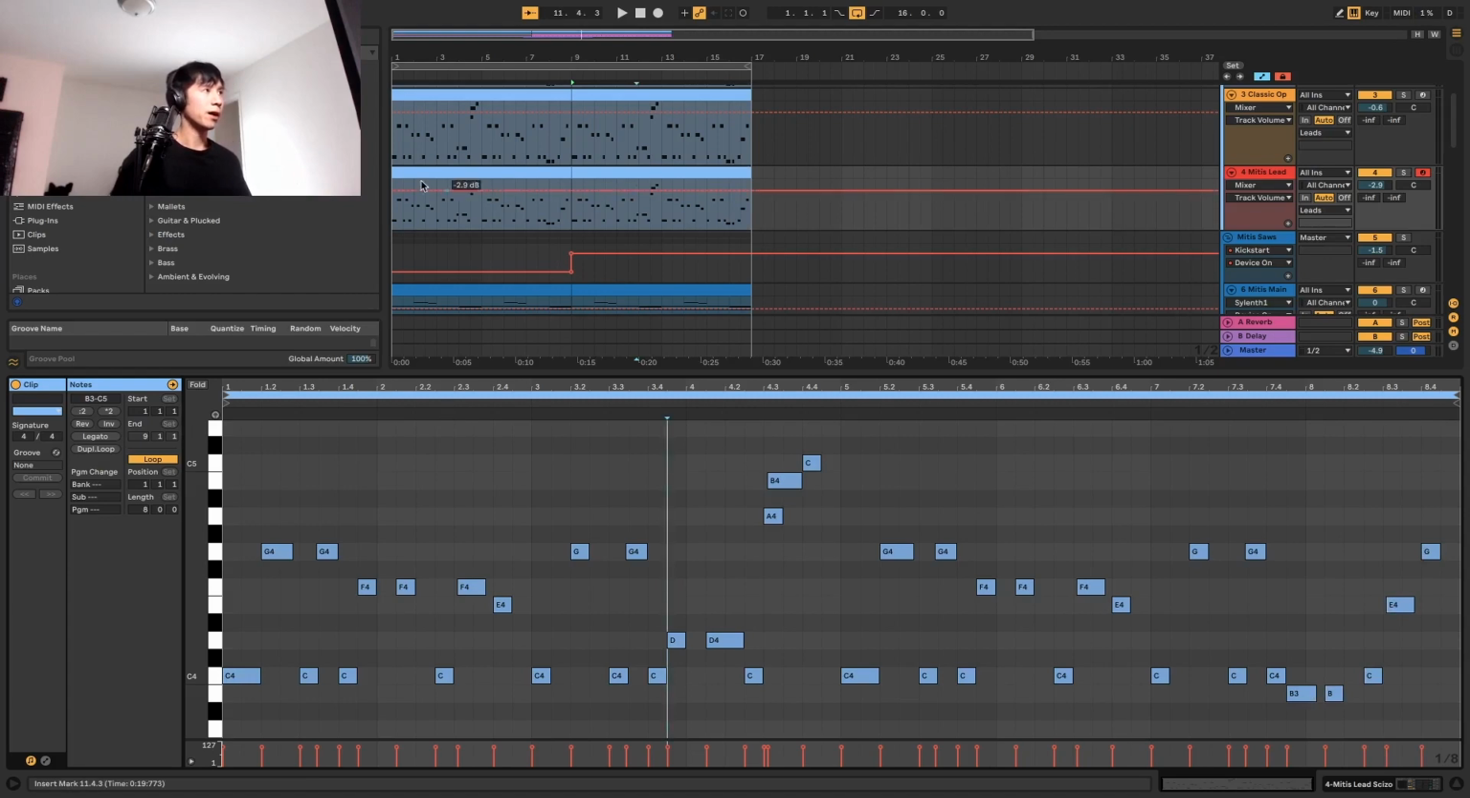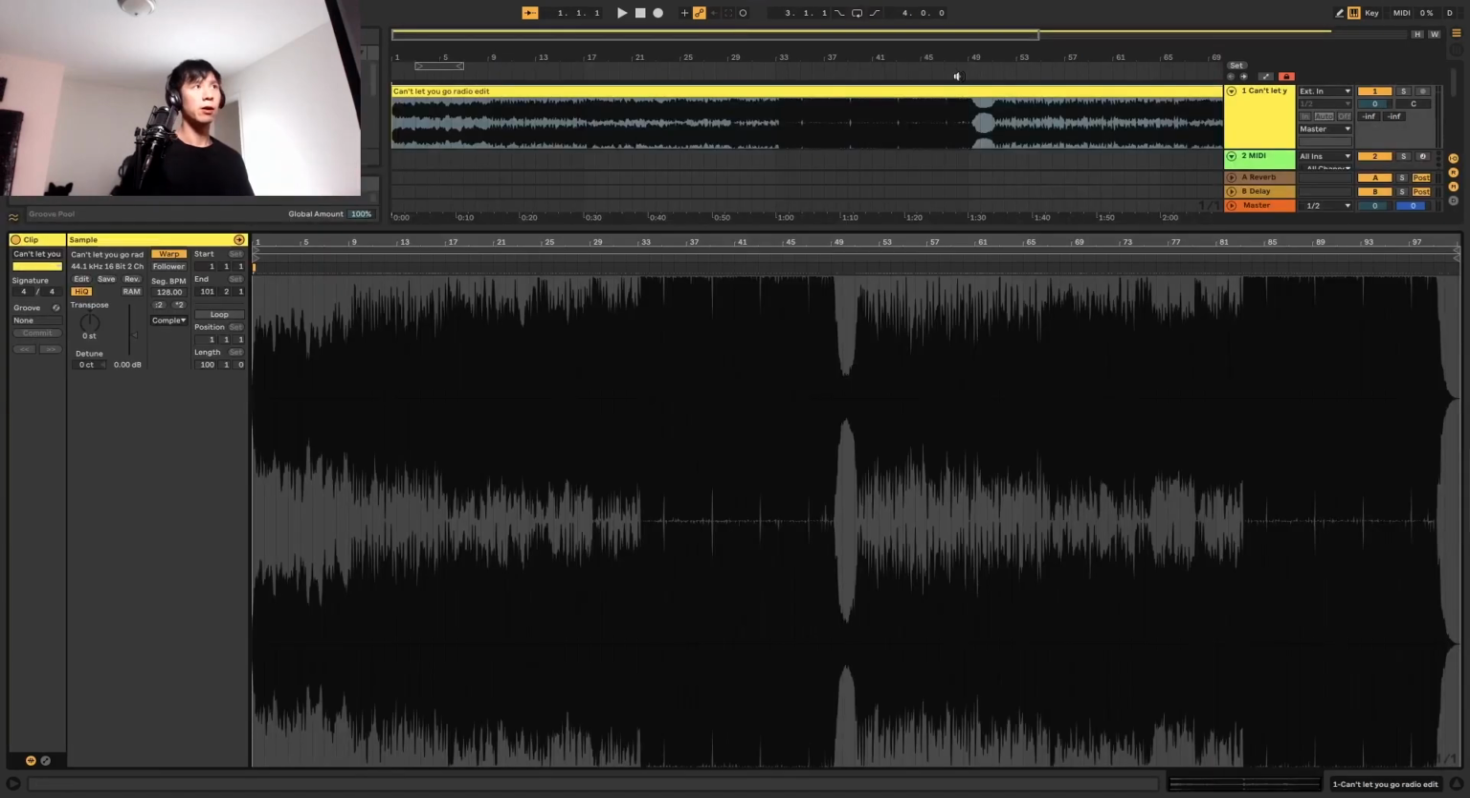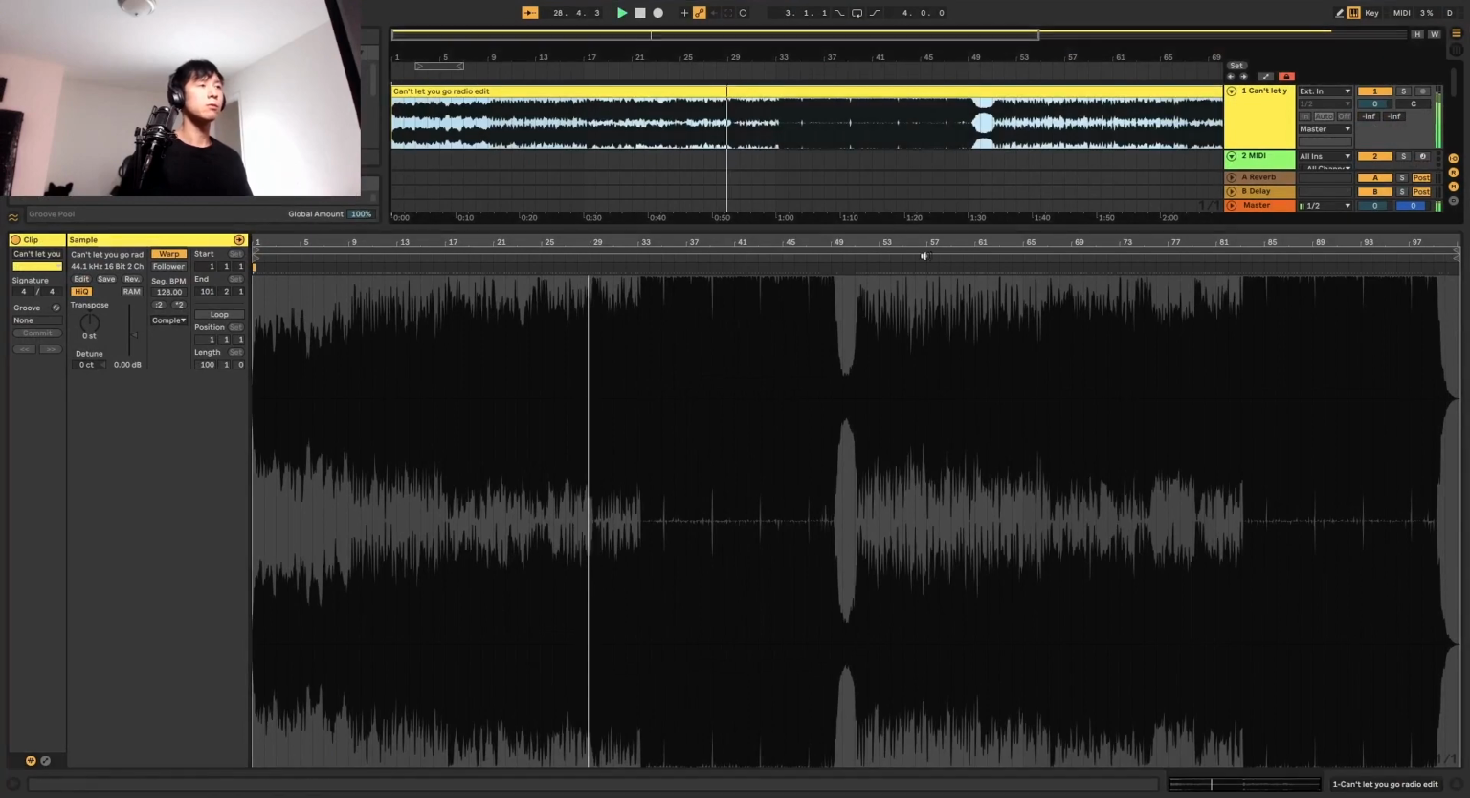And then the next structure we're going to reference is one of my tracks. Very similar idea, but the turnarounds happen every 2 bars rather than every 4 bars. All right, and here's the track.